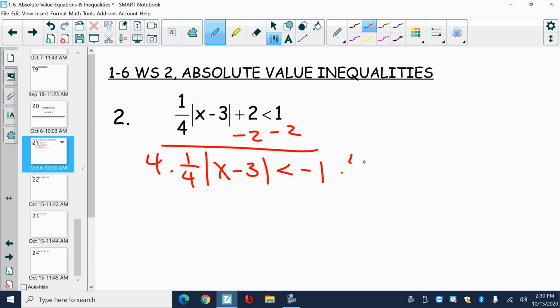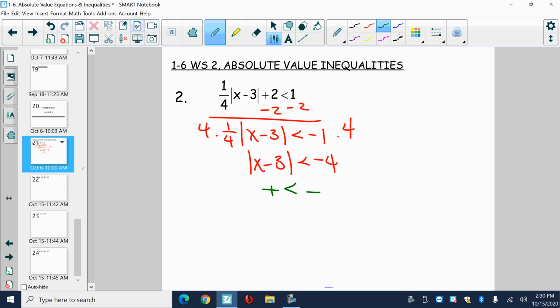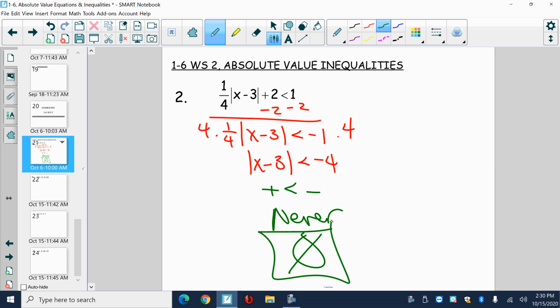Multiply both sides by 4. Absolute value of x minus 3 is less than negative 4. So then I'm going to go ahead and see if this is possible. I have a positive outcome is less than a negative outcome. When is a positive outcome less than a negative outcome? That is never true. So since that is never true, there is no solution. And you are done on that one.